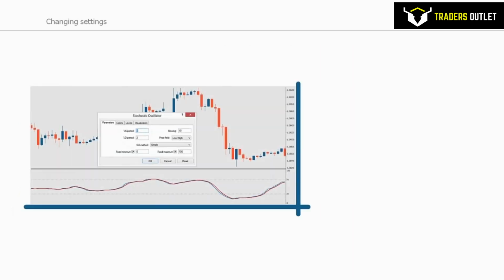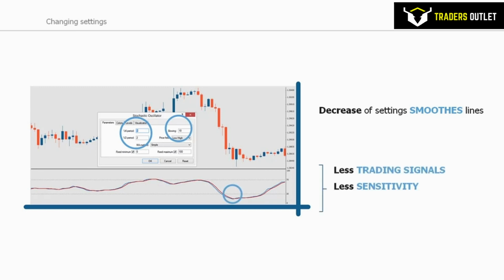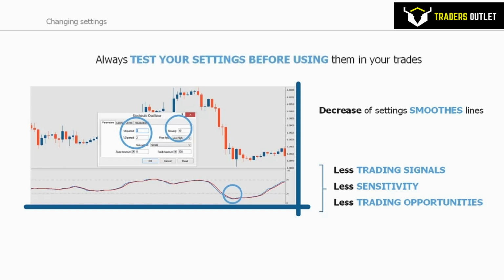On the other hand, if you were to decrease these settings, it would have the opposite effect, causing the lines to move less frequently between the overbought and oversold zones. You will have to wait longer for the stochastic to generate an entry signal if the sensitivity of the indicator has been decreased. The downside to this is it can lead to missed trading opportunities. When changing any parameters of the stochastic oscillator, it is important that you test whether these changes actually improve or worsen your trading results.